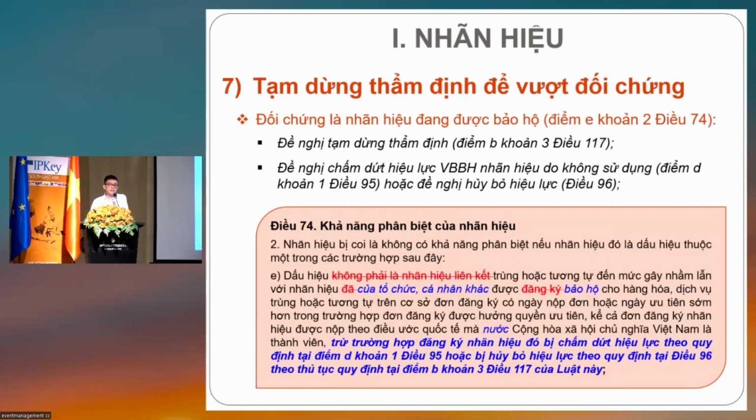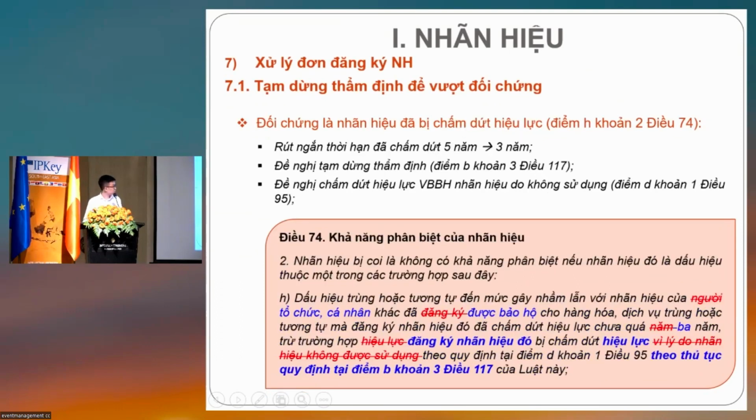There are two steps. The first step is when you request IP Vietnam to suspend the application examination, and after that comes the request for ending the validity, and it is in Article 95 of the document. The second reason that your trademark may be refused because it is non-distinguishable is not only for the control brand but also for the brand that has been abolished, like a dead trademark, the trademark that has died.